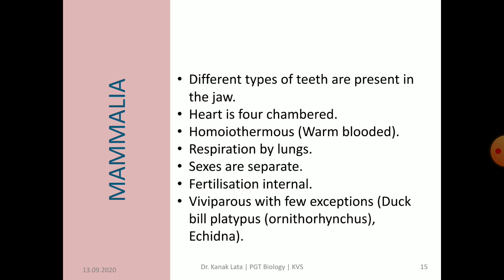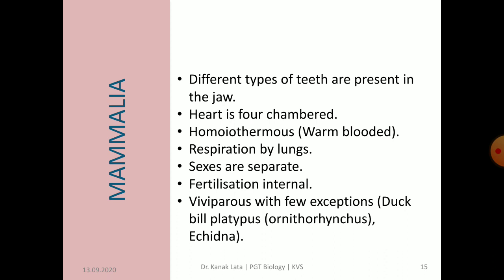In mammals, different types of teeth are present in the jaw. The heart is four-chambered, having two auricles and two ventricles. Auricles are on the upper side and ventricles are on the lower side. They are also warm-blooded like birds. Respiration occurs by lungs and sexes are separate. Here also there is sexual dimorphism, meaning it is distinguishable externally.